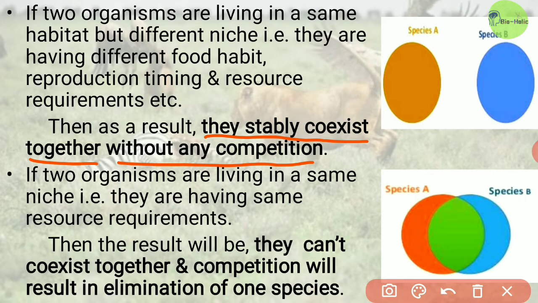But if two organisms are living in the same niche, that means they are having the same resource requirements, then the result will be they cannot coexist together and competition will result in elimination of one species, which is also called unstable coexistence. Okay.